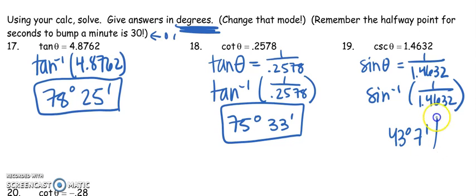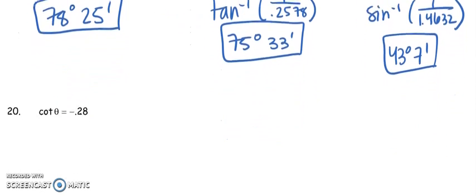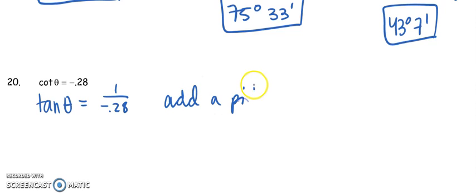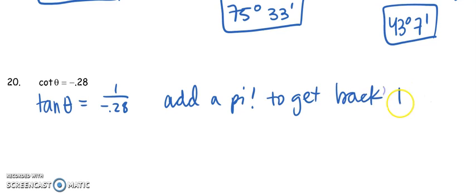Now down here on this one, this is inverse cotangent of a negative. So when you end up using tangent to solve this, you need to remember to add a pi to get back to quadrant 2. Literally the calculator is going to pop out a quadrant 4 answer, but you need to be in quadrant 2. So we are going to need to add a pi, and in our case we use degrees, so add 180 degrees.